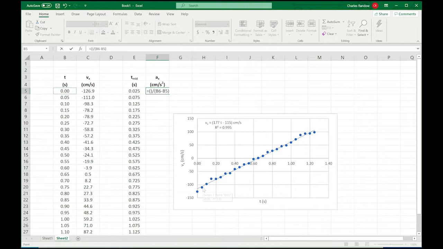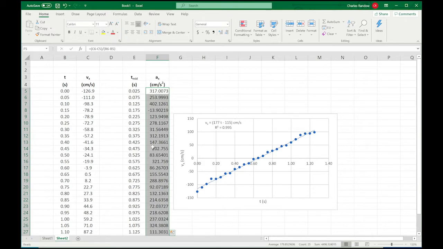The rise is going to be the second value minus the first value in the vertical axis direction. So in this case, that would be C6 minus C5. So what this is saying here is that 317 would be the slope of these first 2 points. So it's the rise divided by the run. It's positive because this is a positive slope. So I'm going to double click there, and that will fill in all these values.